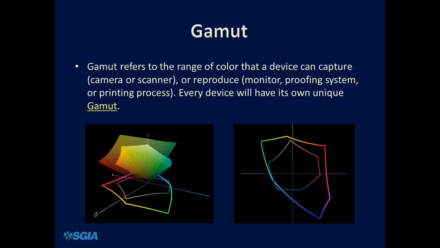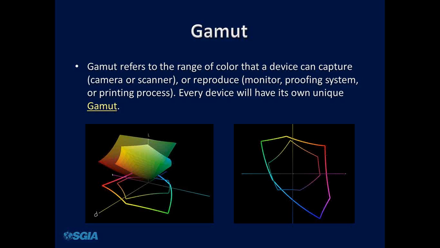Let's look at the next slide. I think it'll help a little bit, where we talk about gamut. And gamut refers to the range of color that a device can capture, right? That's your RGB. And if you look at the one on the right, that's the larger of the outlines. That's showing you all the different colors that an RGB device can capture. The outline in the center is the gamut of the device.